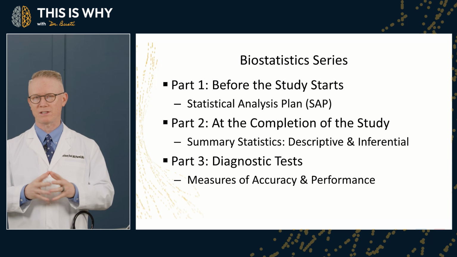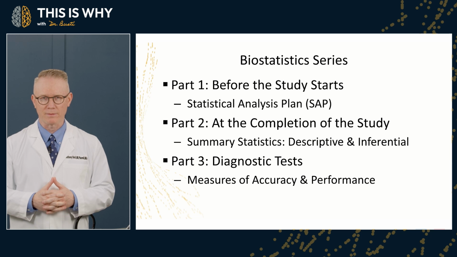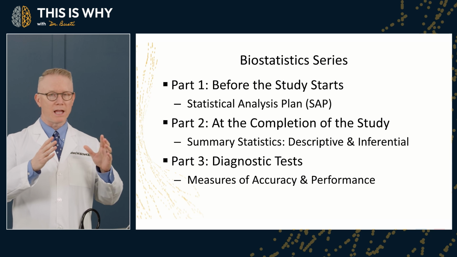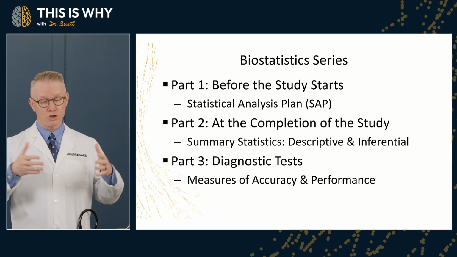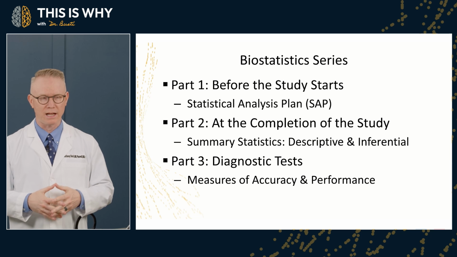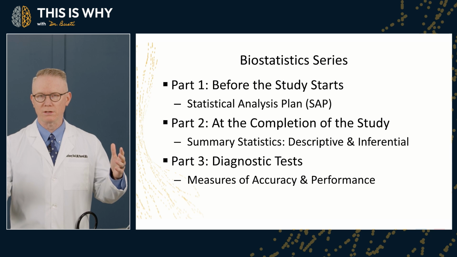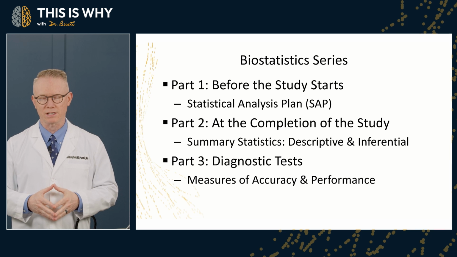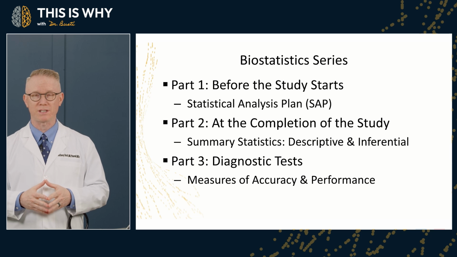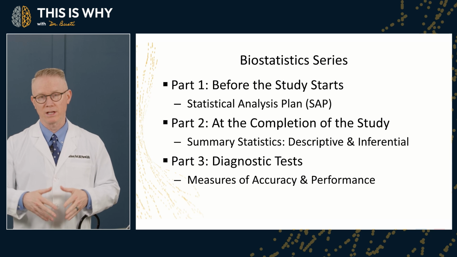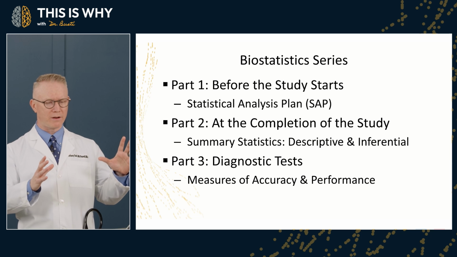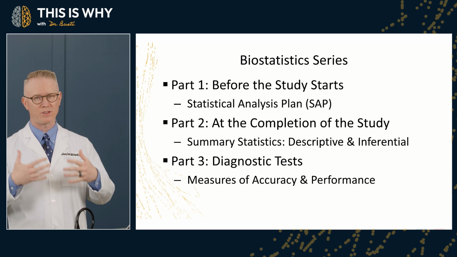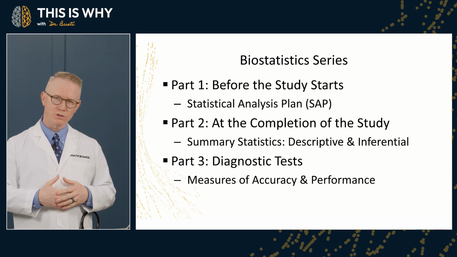So part 1 is you actually have to consider statistical analysis before the study starts, and that's part of the statistical analysis plan, or the SAP. Part 2 of this module series is the completion of the study. You now need to analyze it and produce some results so that you can interpret and put some meaning on that, and that is considered summary statistics, broken down into descriptive versus inferential statistics. And then lastly is diagnostic tests, which is kind of a standalone by itself, where we do measures of accuracy and performance if the study has to do with that.